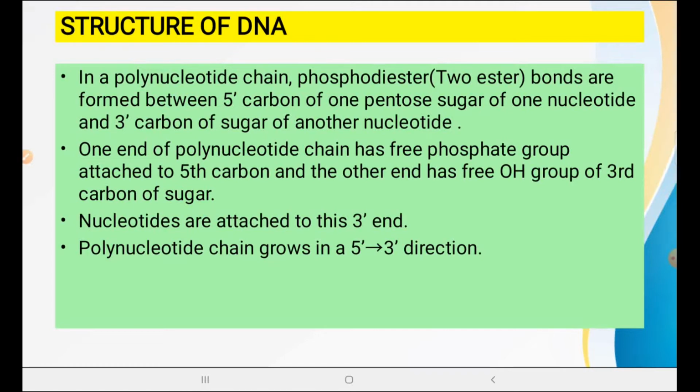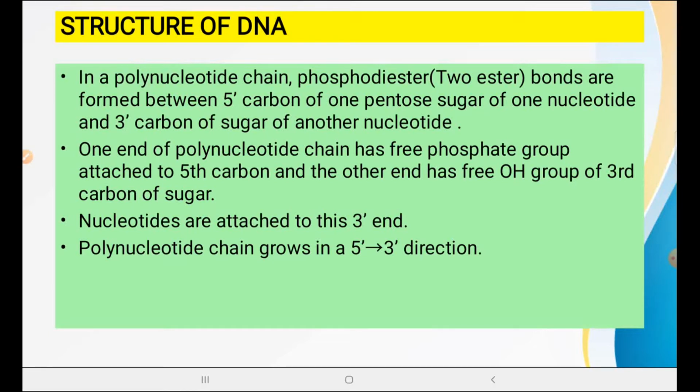Got it? Because when you consider a nucleotide, there is a nitrogenous base, a pentose sugar and a phosphate group, and that phosphate group is attached to the 5th carbon atom of the pentose sugar. So one end of the polynucleotide chain has a free phosphate group attached to the 5th carbon of the pentose sugar, and the other end has a free OH group on the 3rd carbon of the sugar. That I will show you in a diagram in the next couple of slides.